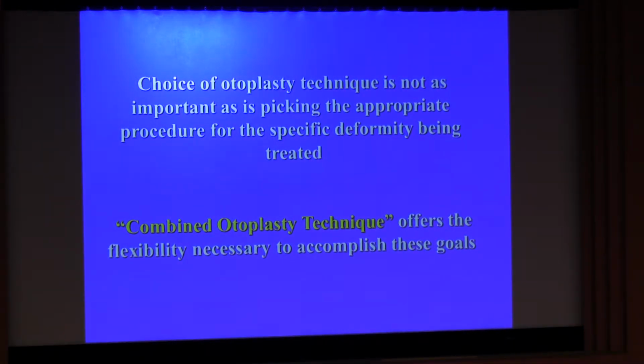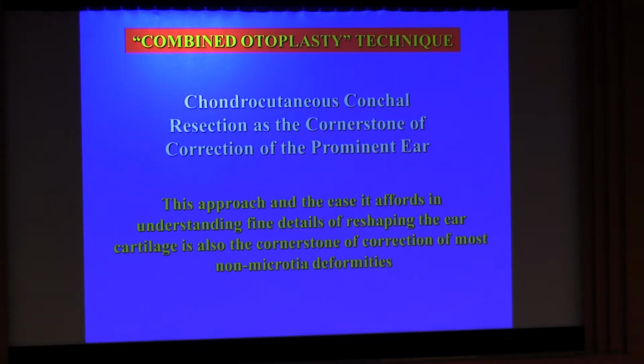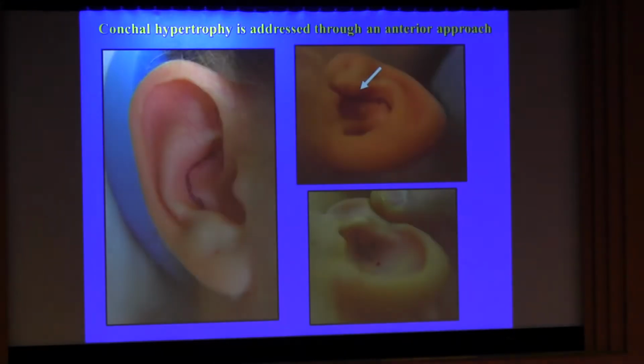So what we called a combined otoplasty technique had chondrocutaneous conchal resection as the cornerstone of the procedure. As soon as you cut through the concha, and you do it through an anterior approach, it softens the whole ability and eases the ability to change the shape of the antihelix without any possibility of irregular folds or sharpening and irregularity of cartilage that comes with scoring techniques.